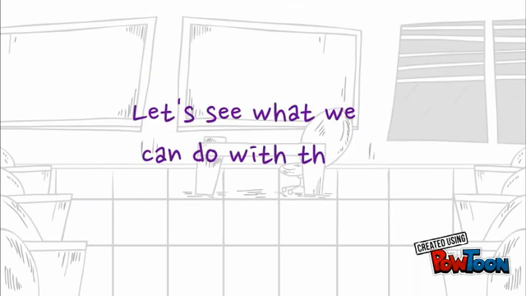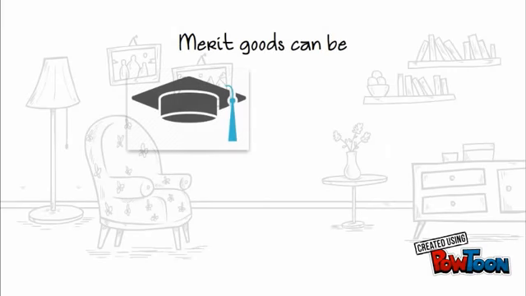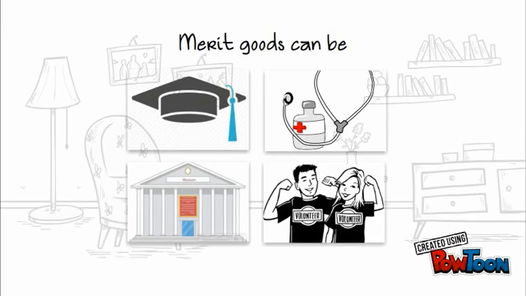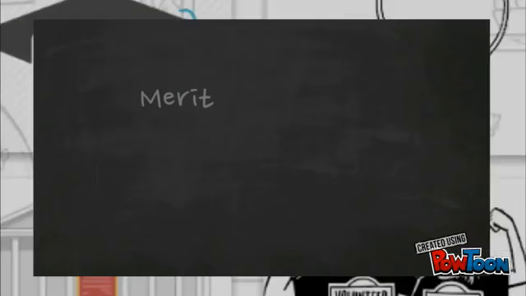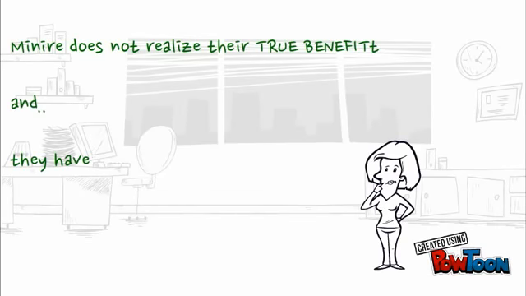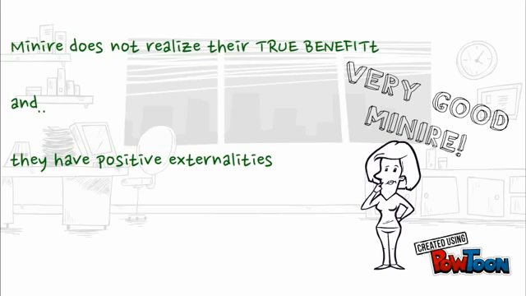Now let's see what we can do with this information. Merit goods could be education, health service, going to a museum, or even voluntary work. Merit goods have two characteristics. Minira does not realize their true benefit, and they have positive externalities. Very good, Minira.